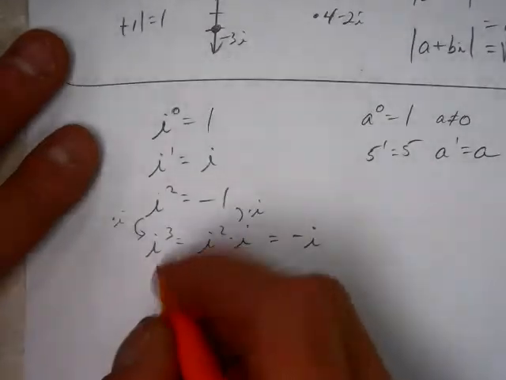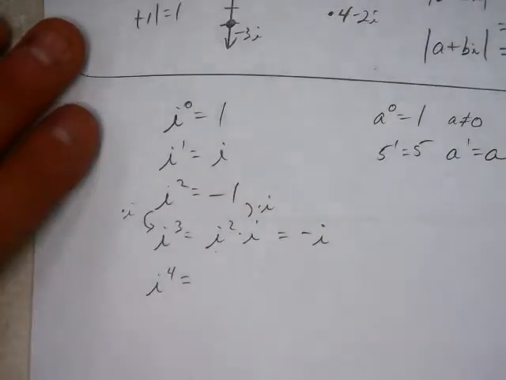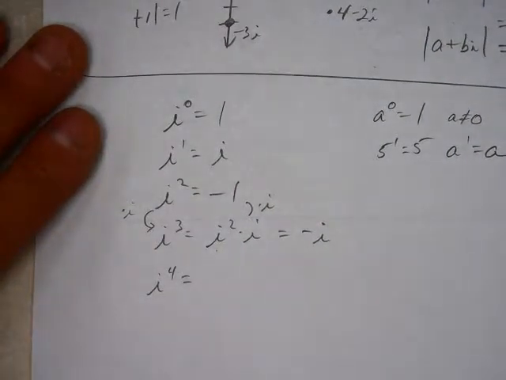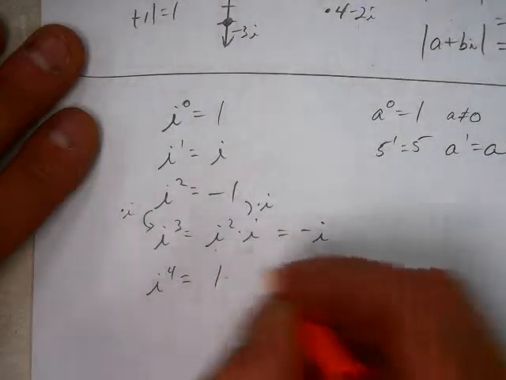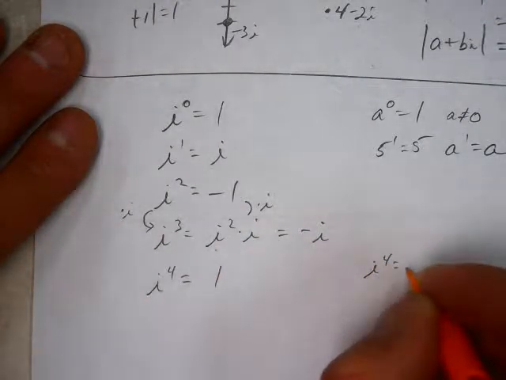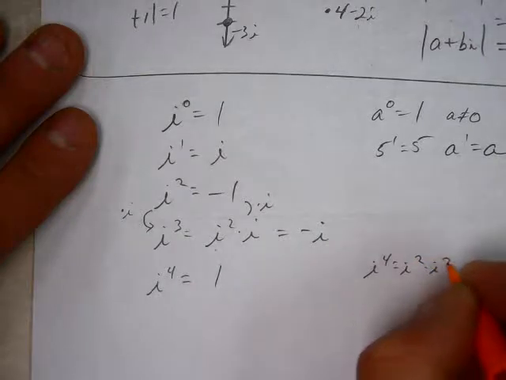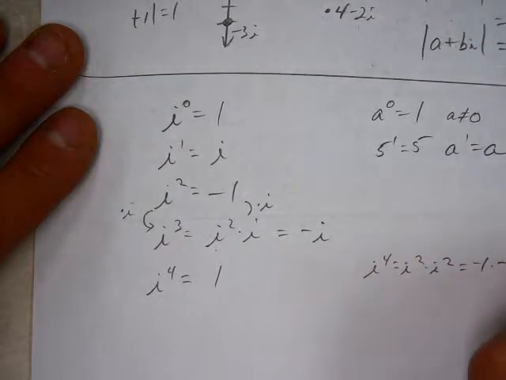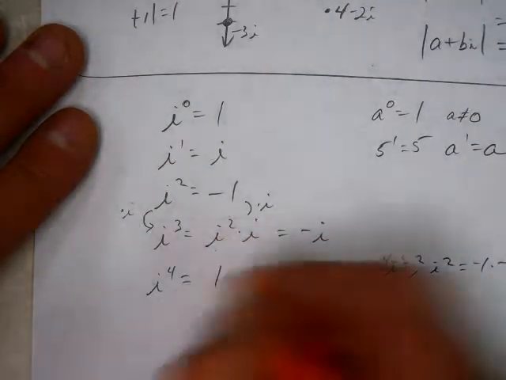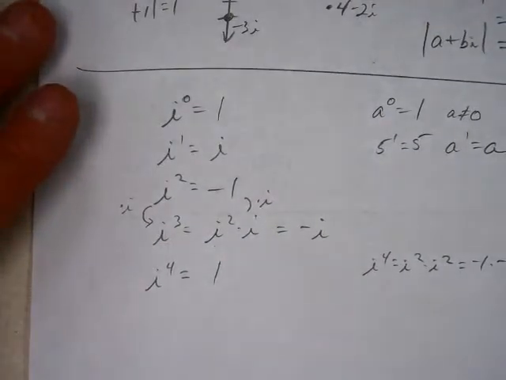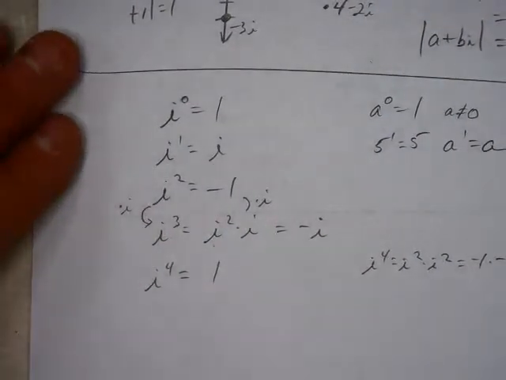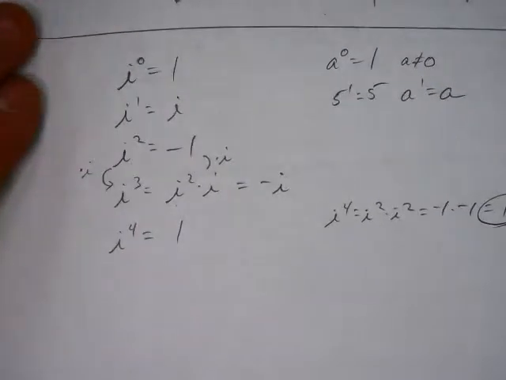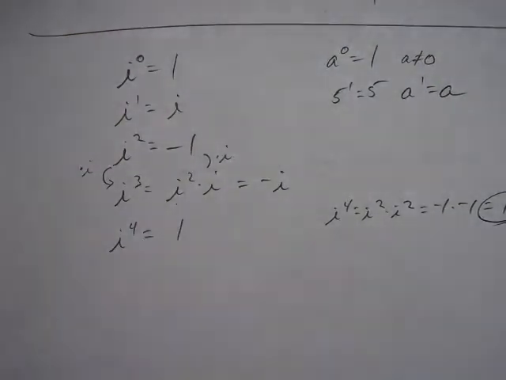Okay? i to the 4th. 1. Why? So i to the 4th is 1. Okay? Interesting. Let's keep going. What I'd like to do is let's go through all of them, powers of i. Not all of them. All of the whole number powers of i.